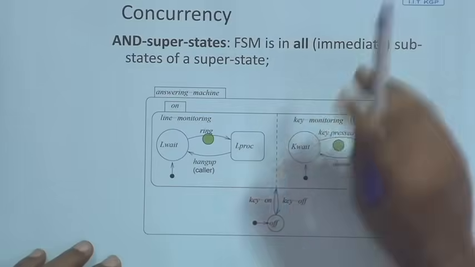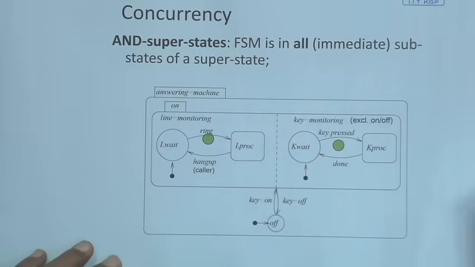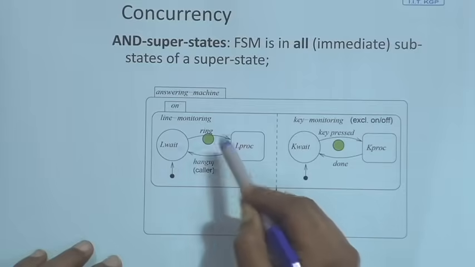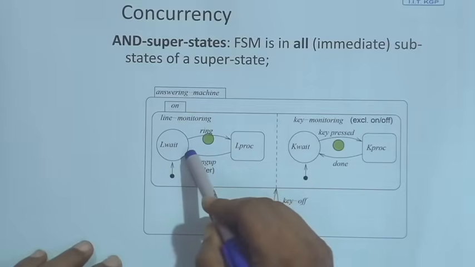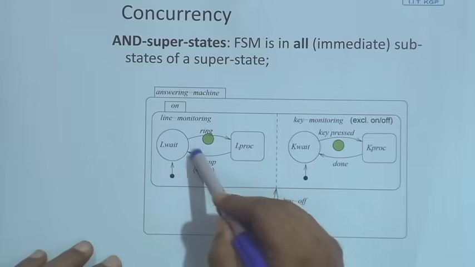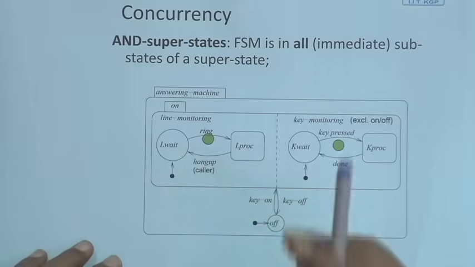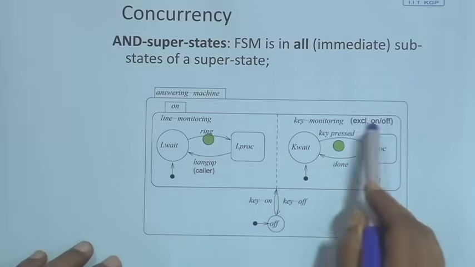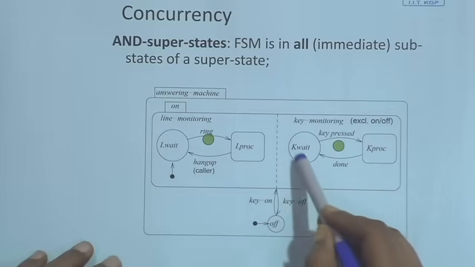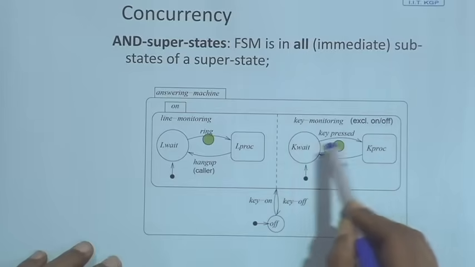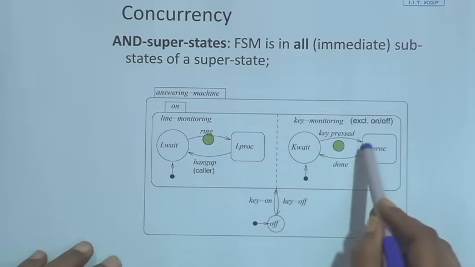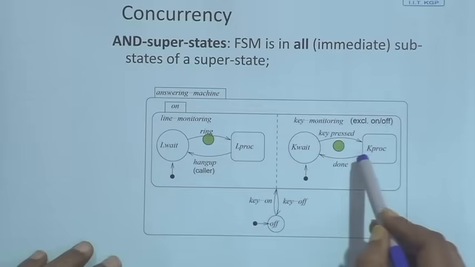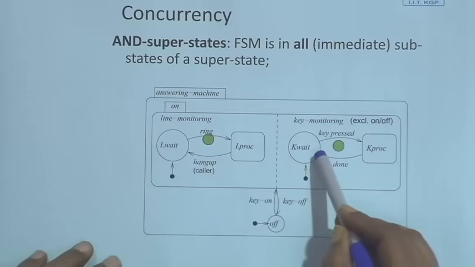And from line process, whatever might be the details of the line process, when the caller hangs up, then I go back to the line wait, or I keep the phone down, I will also go to the line wait. Now, in the key monitoring, I am waiting for some key pressing, and as the key is pressed, I go to the key process. Key processing, and when the key processing is done, I go to the key wait.